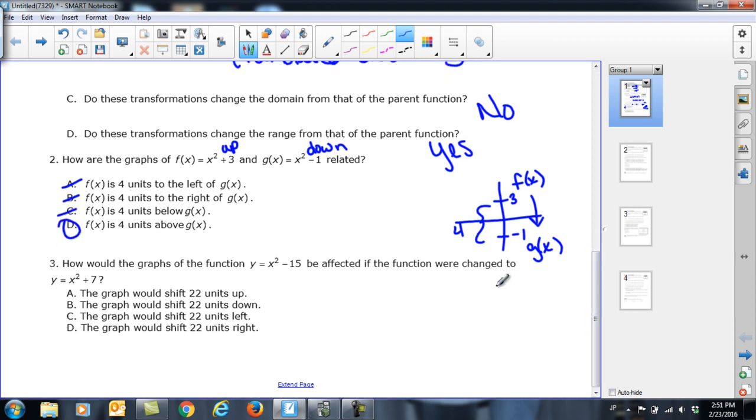So number 3 asks, how would the graph of x squared minus 15 be affected if I change it to x squared plus 7? Well, again, my first one's down here at negative 15, and I'm going to move it up here to positive 7. So I'm going to slide it or translate it up. It's not going to go down, left, or right. All of the numbers are the same. So A is the correct one because I'm moving it from negative to positive. It goes up, and it goes up 22 units because that's how far apart these two numbers are on a number line.